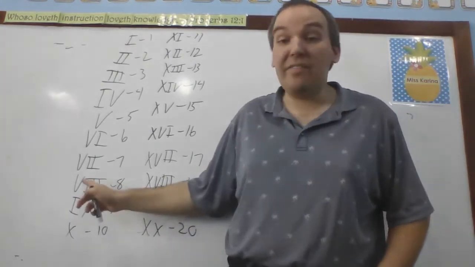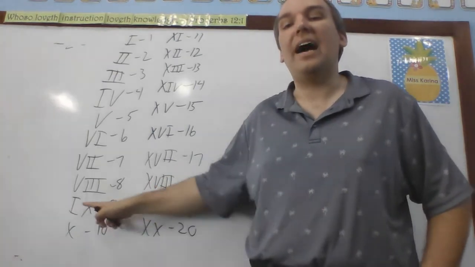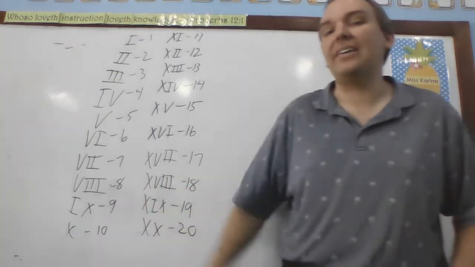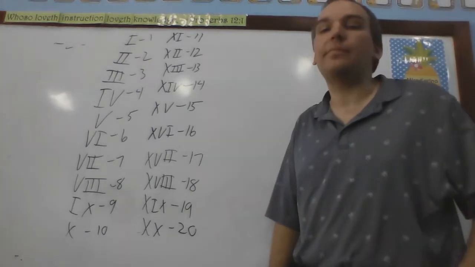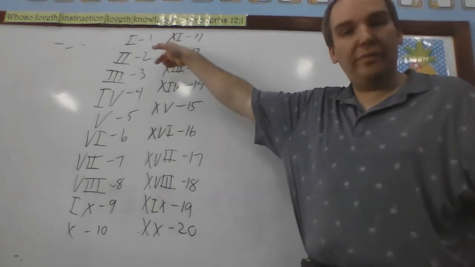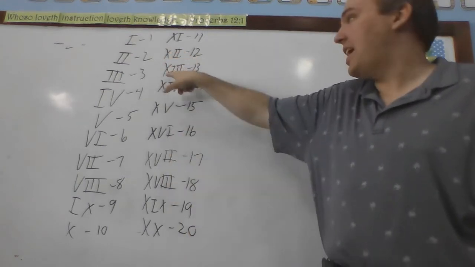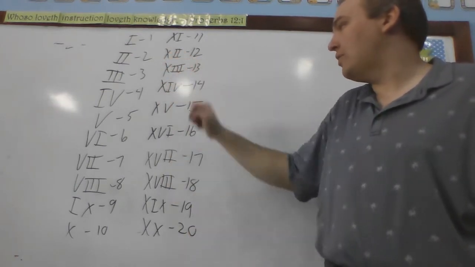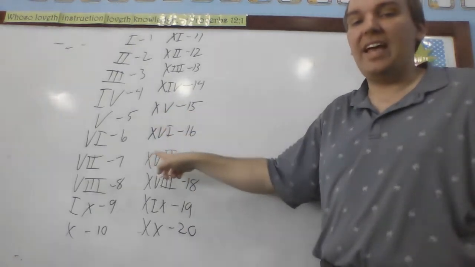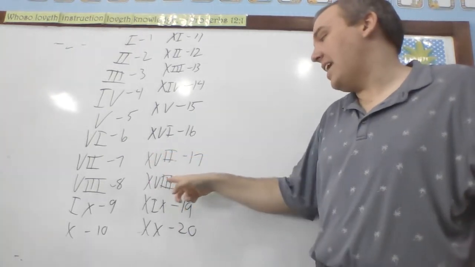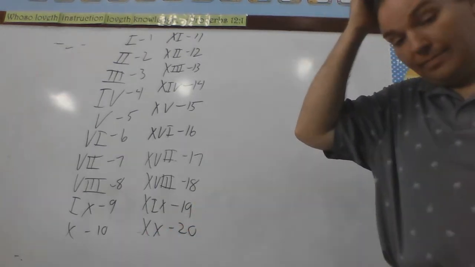But 9 is not VIIII. It's 10 minus 1, IX. And then 10 is X. And then from 11 to 20, it's the same thing, but with an X in the front for 10. 10 and 1 is 11. 10 and 2 is 12. 10 and 3 is 13. 10 and 4 is 14. 10 and 5 is 15. 10 and 6 is 16. 10 and 7 is 17. 10 and 8 is 18. 10 and 9 is 19. 10 and 10 is 20.